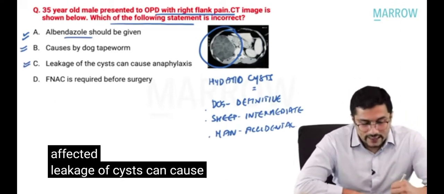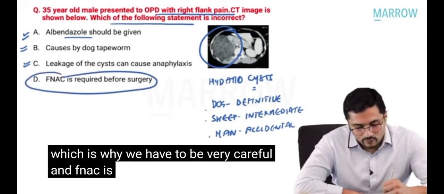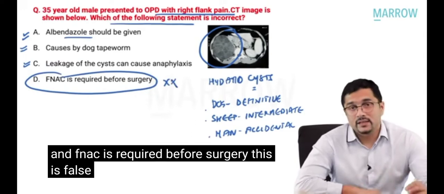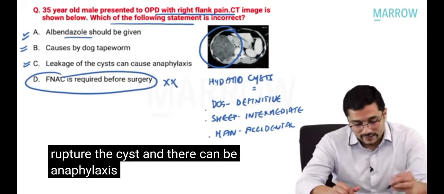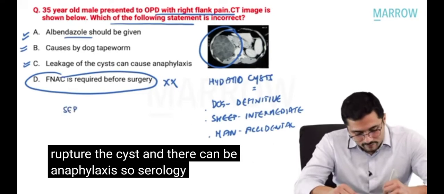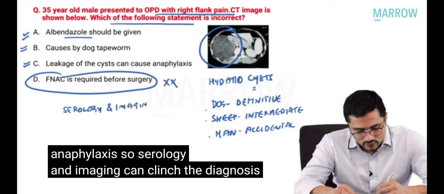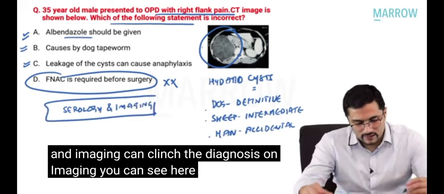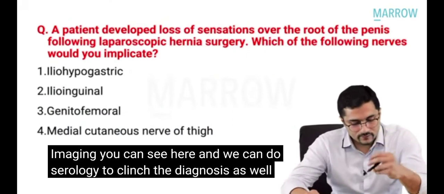Leakage of cysts can cause anaphylaxis, which is why we have to be very careful, and FNAC is required before surgery. This is false, because if we do an FNAC, we can rupture the cyst and there can be anaphylaxis. So, serology and imaging can clinch the diagnosis. On imaging, you can see here, and we can do serology to clinch the diagnosis as well.